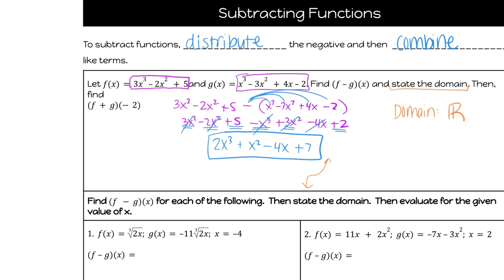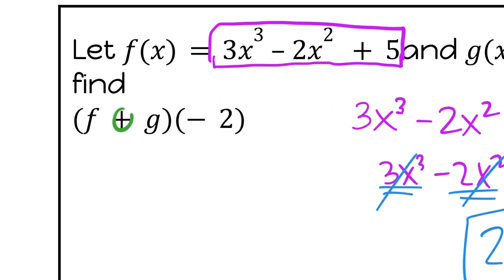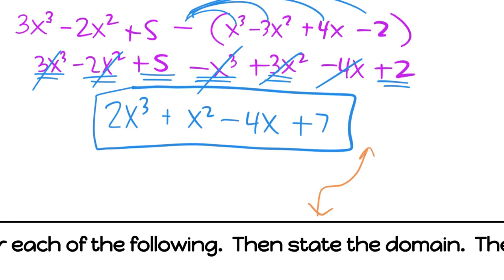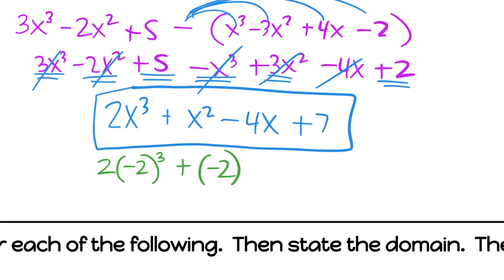All right, and then let's go ahead and evaluate it. So they want us to do, this should be a minus sign here. So we're going to evaluate f minus g for x is negative 2. So you're just going to plug in negative 2 in for x right here. So we have 2 times negative 2 cubed plus negative 2 squared minus 4 times negative 2 plus 7.